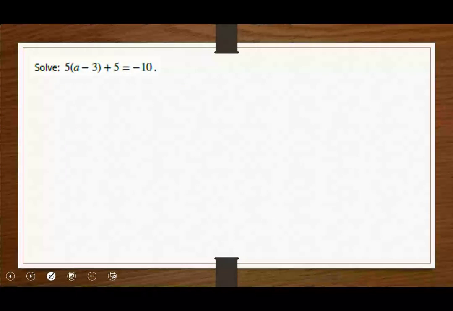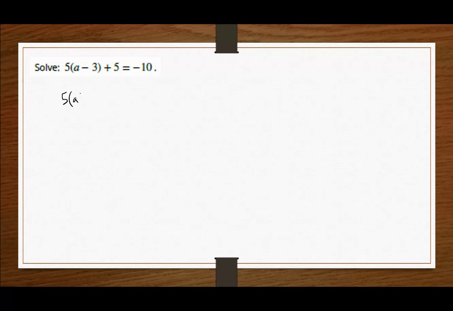So here is an example where I clearly have a distribution of sorts that could be done from the outset. As I see this expression here, I have 5(a - 3) + 5 = -10. Well, here is my distribution pattern. Again, I'm writing out the arrows to indicate what needs to be multiplied together.